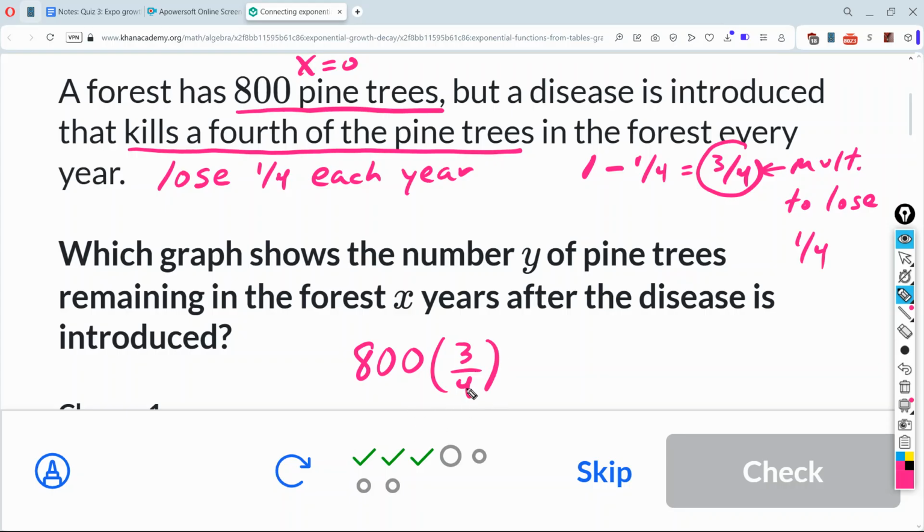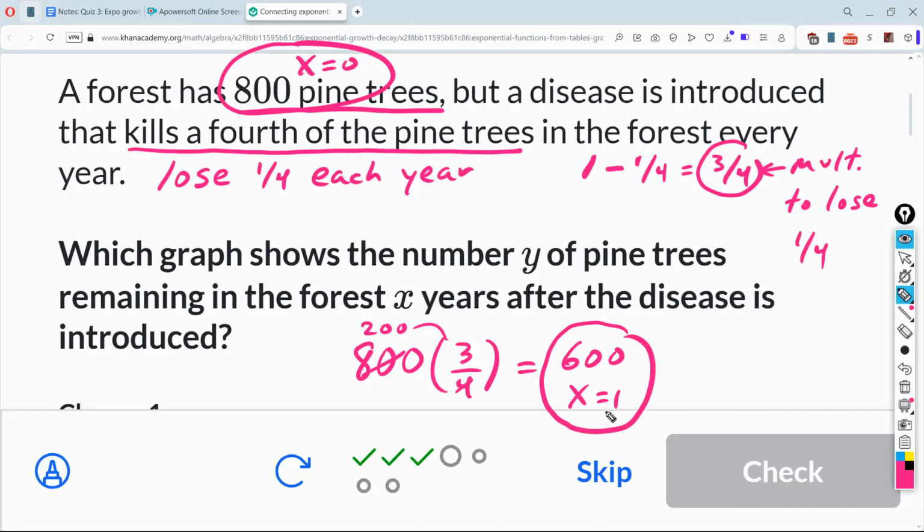All right, let me see. 4 into 8 goes 2 times. Yeah, so 800 divided by 4 is just 200. And then 200 times 3 is 600. So the initial amount of 800, that's at x equals 0. We only multiplied it once. So it's going to be 600 at x equals 1.